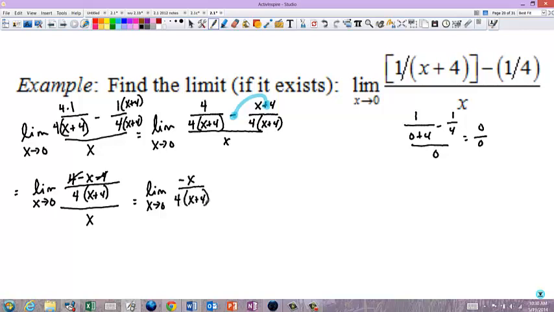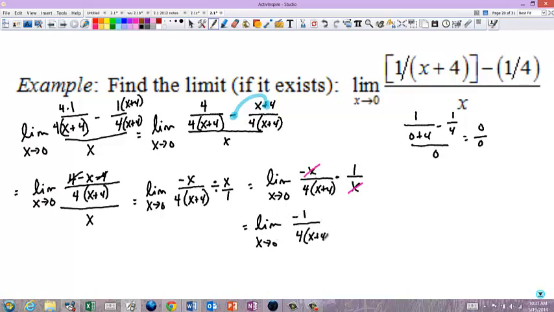And I'm going to rewrite it as divided by x over 1. Because remember, dividing by a fraction is the same thing as multiplying by the reciprocal. So times 1 over x. The x's cancel. So it ends up being the limit of negative 1 over 4 times x plus 4. Now I can fill my 0 in. Negative 1 over 4 times 0 plus 4, which is negative 1 over 16.